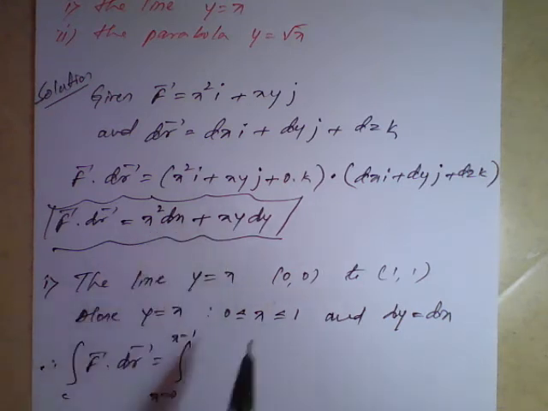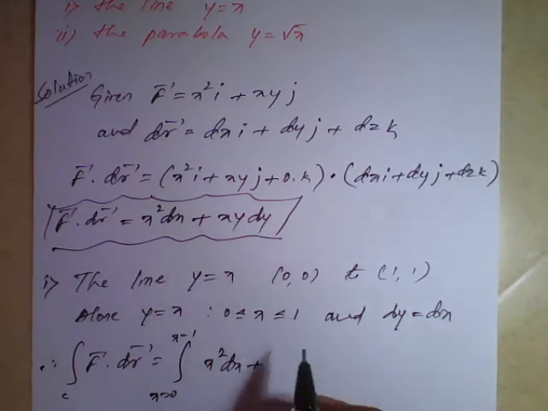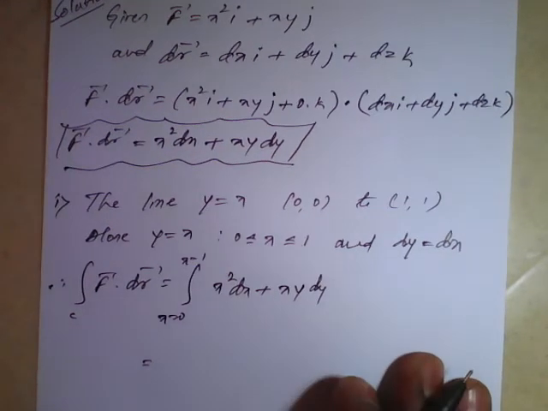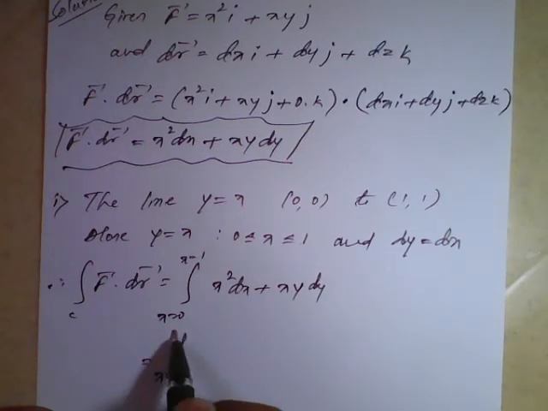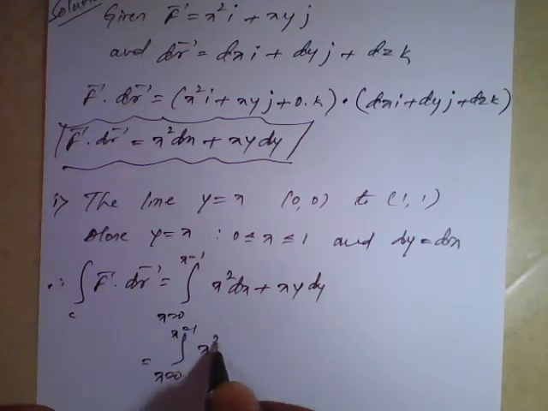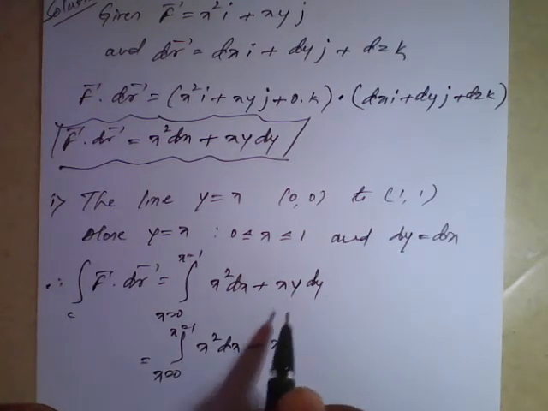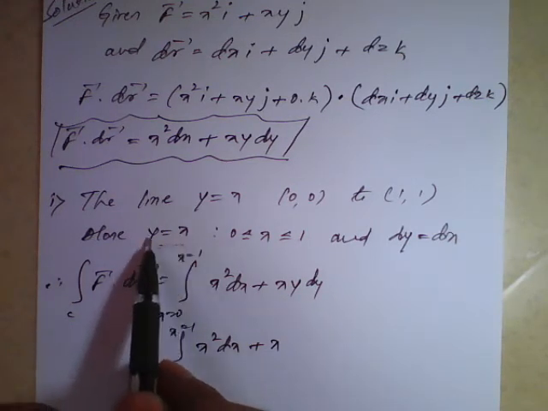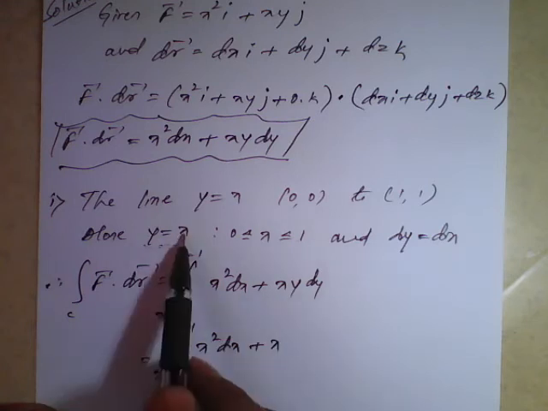You have to write vector f dot dr in such a way that, see here, x square dx plus, I will write down right now for the first condition, xy into dy. In the next step I will change it: integration of x from 0 to 1, x square dx, because the integration is with respect to x, so I will keep this as it is, plus x as it is. Using this condition, y is nothing but x, so wherever y is there I will make it x.